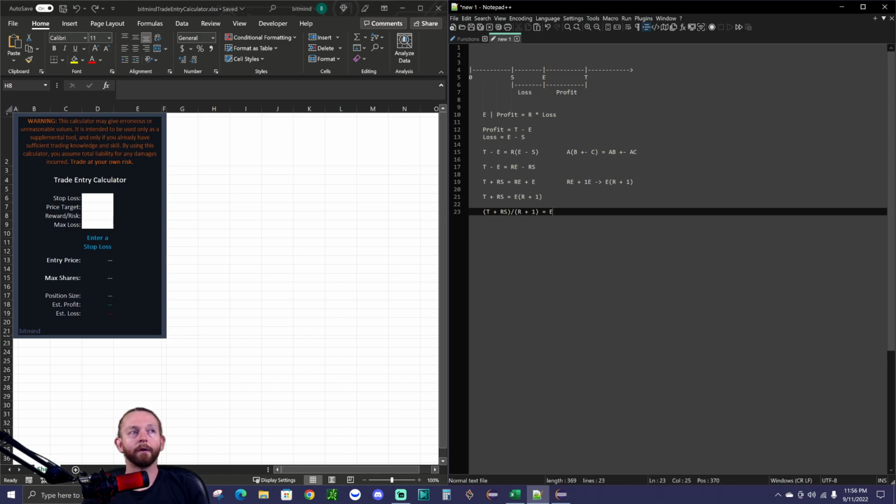I think there might be another way to get to E, but I think this is the most straightforward way to do it. Just represent profit and loss in terms of E and T, and then basic algebra gets you how to find E, given that you already have a target price, a stop loss, and a desired reward to risk ratio. That's it.